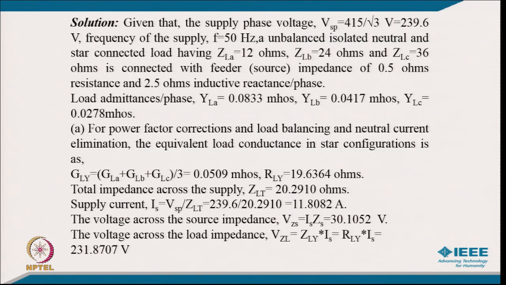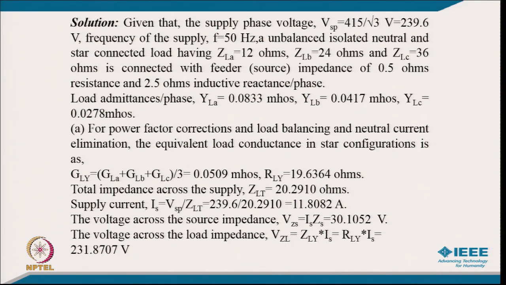So, coming to the solution, given that the supply line voltage is 415, so the phase voltage is 415 by root 3, which is 239.6 volts, at a frequency of 50 hertz, and an unbalanced isolated neutral star connected load having ZA, ZB, ZC. We can get the load admittance from these impedances, and for perfect correction, load balancing and neutral elimination, the star equivalent load conductance in a star configuration comes out for the balanced load, where the equivalent resistance in the star connection comes to 19.6364 ohm, and then the total impedance across the supply.